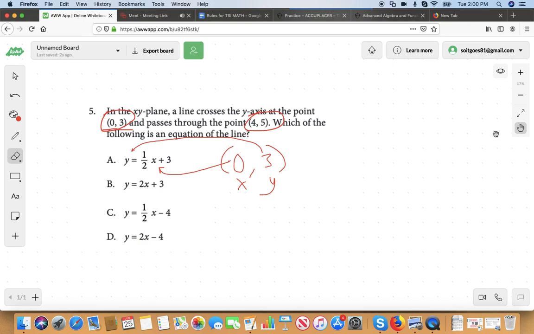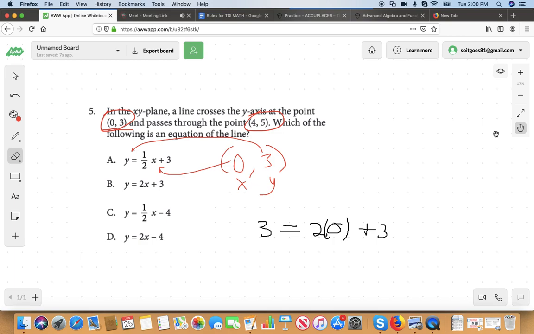Let's plug those values into answer choice B. Let me see you do it. Just plug in a 3 for y and a 0 for x, see what happens. Yep. Good. Okay. Is that a true statement? This is also true, right? Because 2 times 0 is 0, 0 plus 3 is 3. 3 equals 3. That's good. So I can't eliminate A and B.